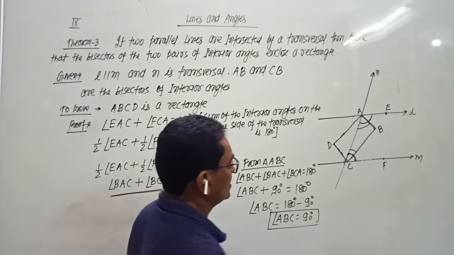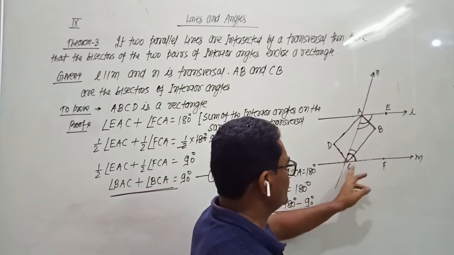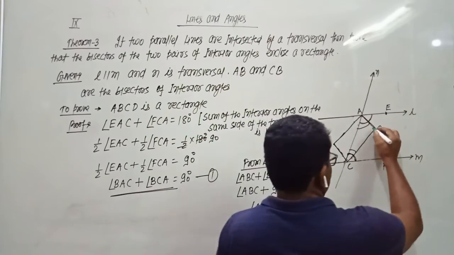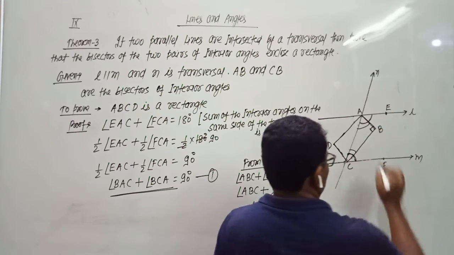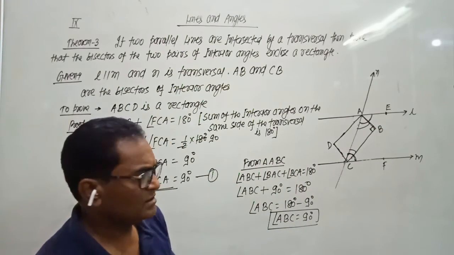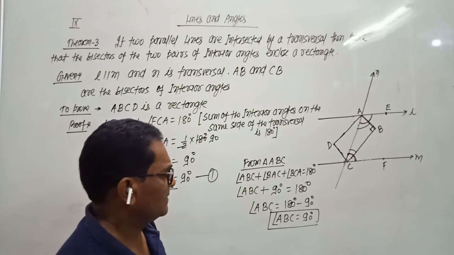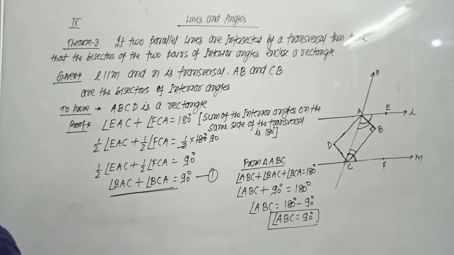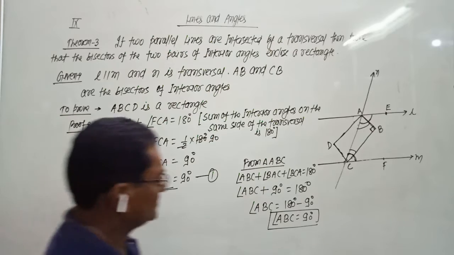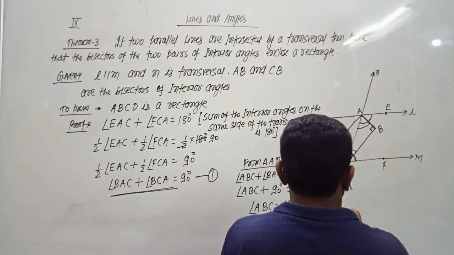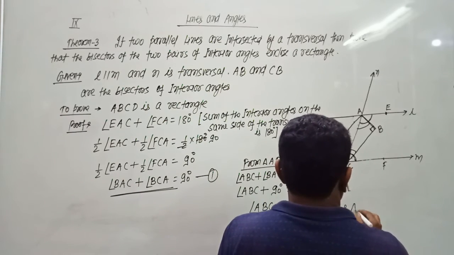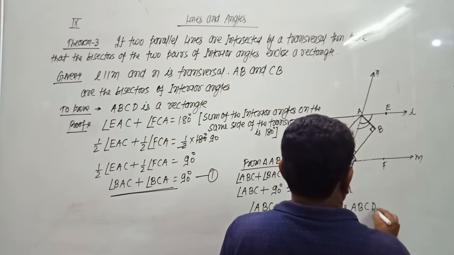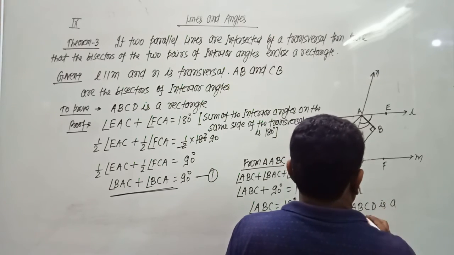And since in ABCD one angle is 90 degrees, therefore it is a rectangle. Since one angle is 90 degrees, we can say that ABCD is a rectangle. Thus, ABCD is a rectangle.